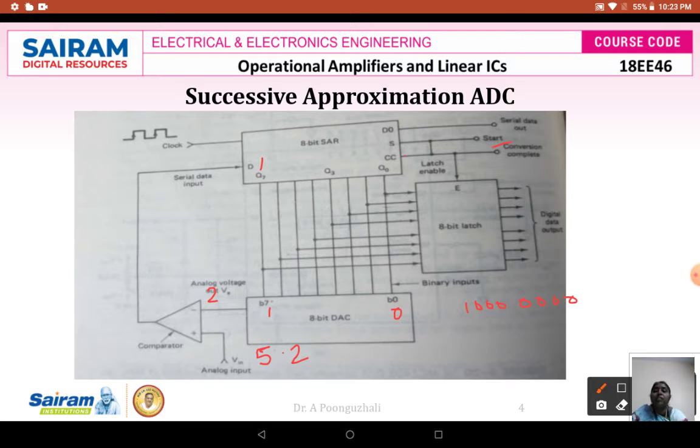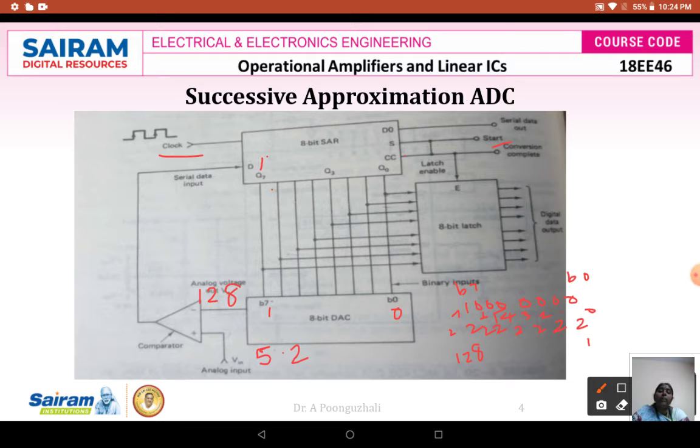When the first clock pulse is sent to this successive approximation register, at the rising edge, you are going to have the Q7 bit set. That means your B7 bit is going to be set. When the B7 bit is set, I should know the equivalent value there. This is your 2 power 0, 2 power 1, 2 power 2, 2 power 3, 2 power 4, 2 power 5, 2 power 6, 2 power 7. So 2 power 0 is nothing but 1, and 2 power 7 is nothing but 128. So when the B7 bit is there, my output is going to be 128.